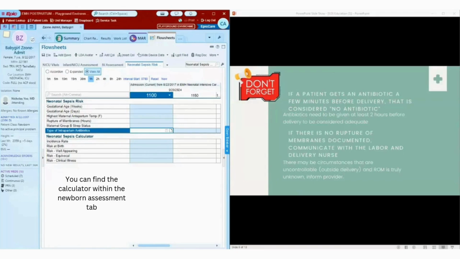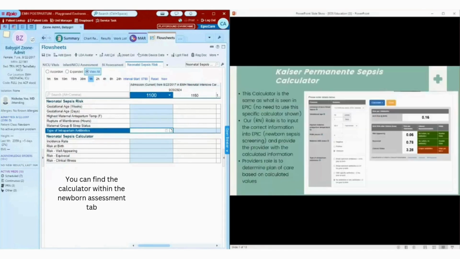If there is not a rupture of membranes time documented, we should communicate with the labor and delivery nurse. Maybe they just forgot to document something. There also may be some circumstances that are uncontrollable, such as an outside delivery where the rupture time truly is unknown. We just need to make sure that we're notifying the provider of that.